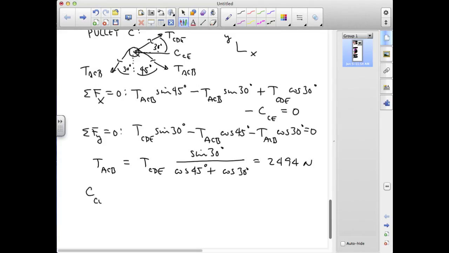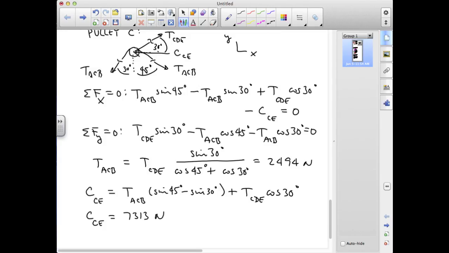It isn't specifically requested in the problem statement, but I can go back now and find the compression in member CE, and that value is T_ACB times the difference between sine 45 and sine 30 plus the tension in CDE cosine 30. When we plug those numbers in, it gives us a compression in CE that's equal to 7313 newtons.